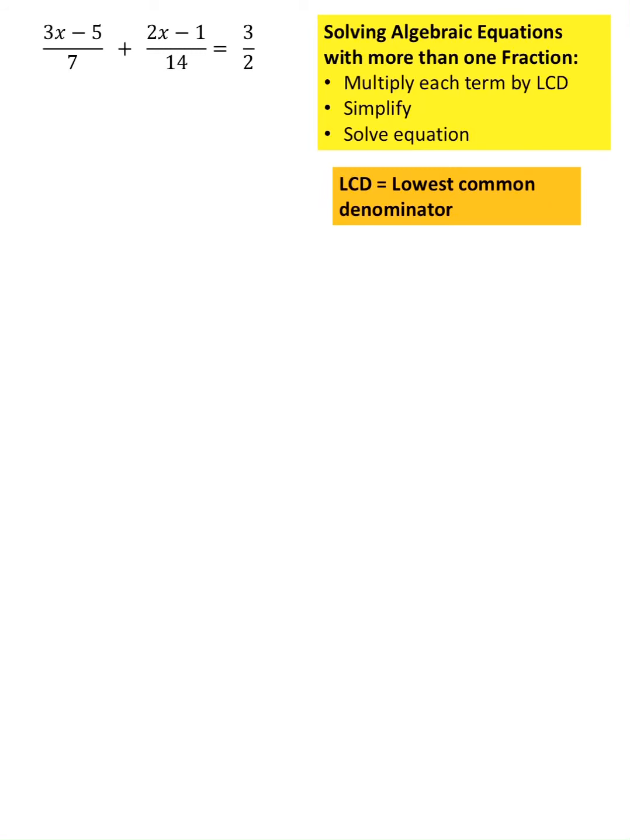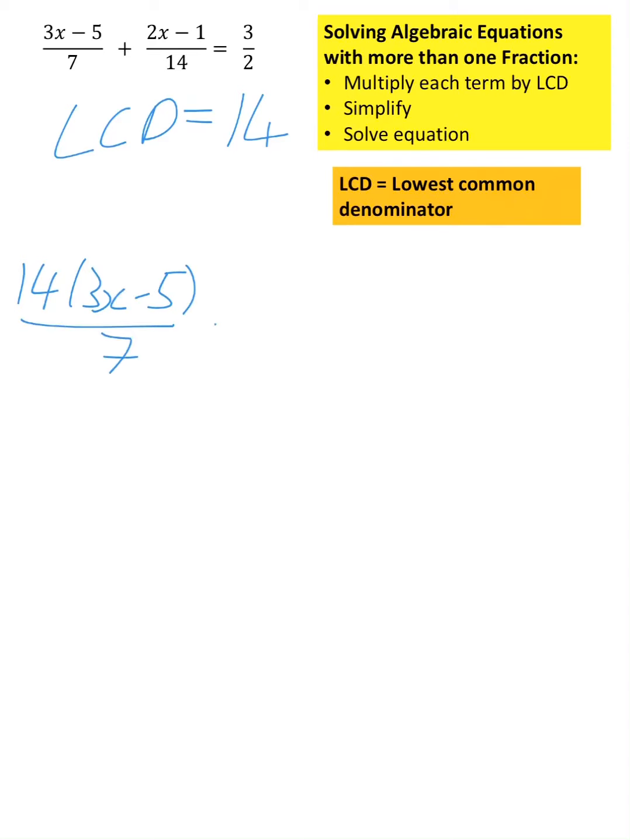So again, let's find the lowest common denominator in this question. So the lowest common multiple of 7, 14 and 2 will be 14. So lowest common denominator equals 14. So we'll multiply each term by 14. So 14 times 3x minus 5 all over 7 plus 14 times 2x minus 1 all over 14 equals then 3 times 14 all over 2.